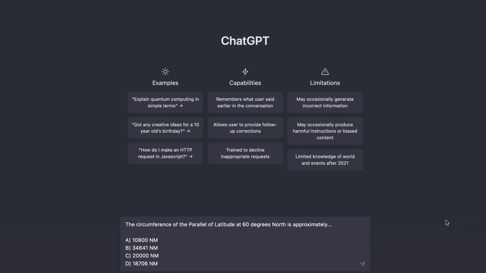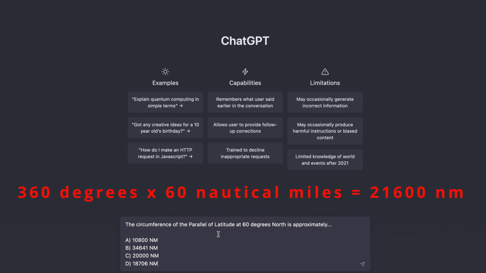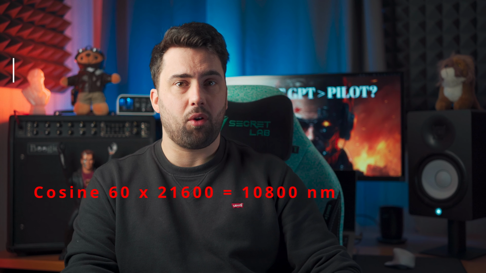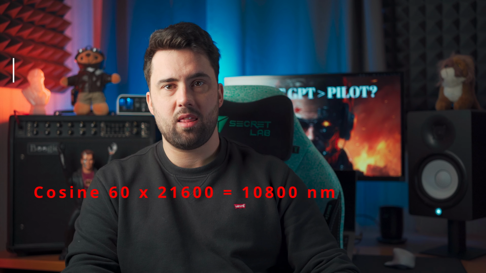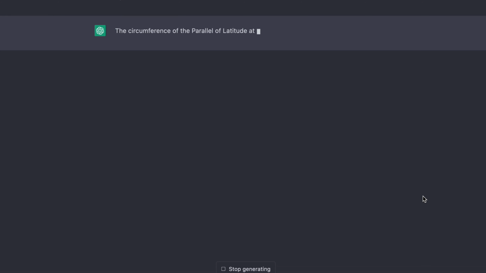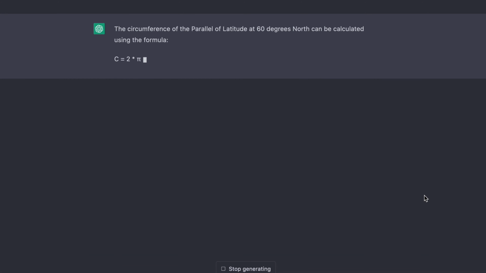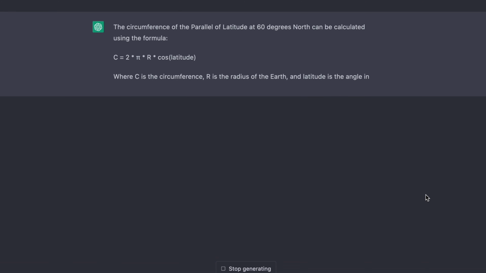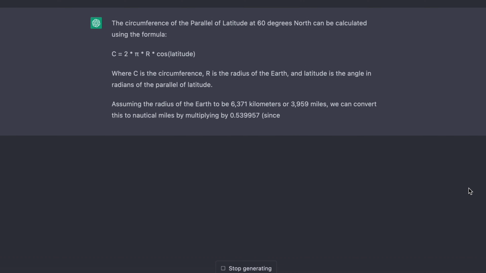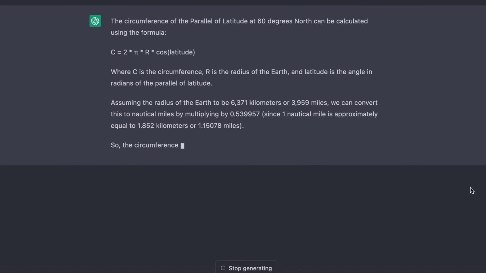The circumference of the parallel of latitude at 60 degrees north is approximately, you've got 360 degrees times 60 nautical miles gives you that 21,600, and you multiply that by the cosine of the latitude. Cosine 60 is 0.5, so it's half essentially. Half of 21,600 is 10,800 nautical miles. So answer should be A. Wow, it's going way too complicated.